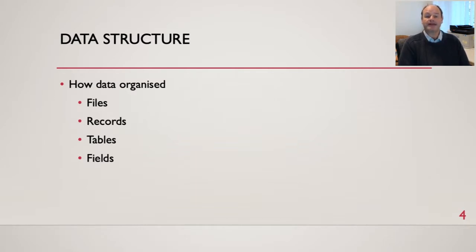Let's start with data structure. This is how the data is stored and organized. So in a database, the data structure will be made up of files, records, tables, and fields. Whatever the data structure, it needs to be set up to meet the required purpose, and so that people who access this database can do it properly and efficiently.